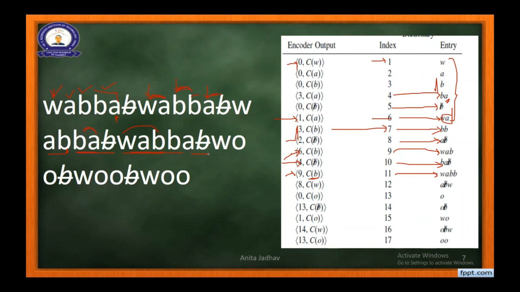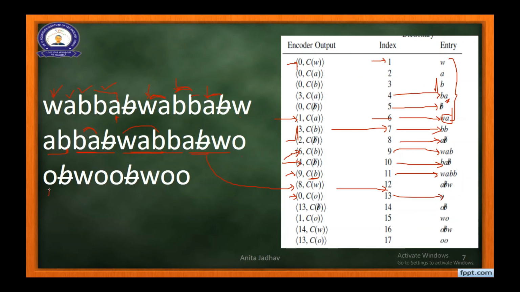W, is it there? No. So I will write A space. I have a code word for A space. So I will write A space from the dictionary, concatenate with W, and make a new entry. Now remaining O. O is a new entry. So you are sending 0, that is, there is no match. And you are making a single entry for O.